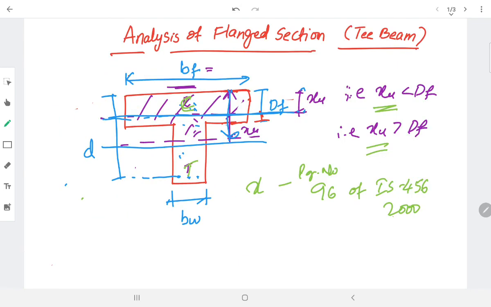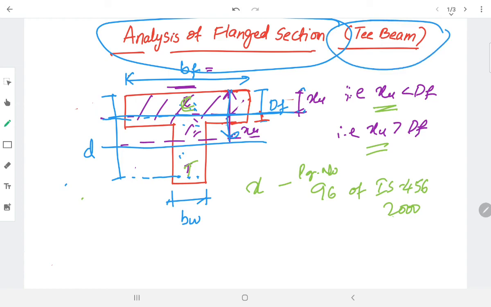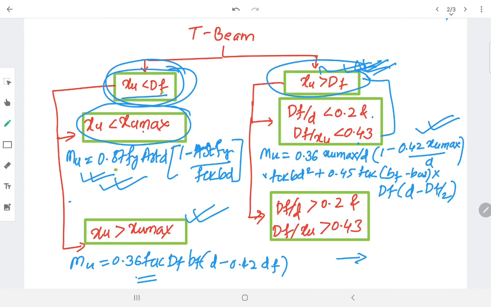Okay, as I said, it is the analysis of flanged section or analysis of T-beam. Analysis of T-beam is nothing but calculating the capacity of the beam. Capacity is nothing but the moment of resistance, mu, the capacity under moment. Here there are 4 types of problems you will get. When you solve using this flowchart, you will come to know. That will be quite easy. In the next session we'll solve one problem on the analysis of T-beam.